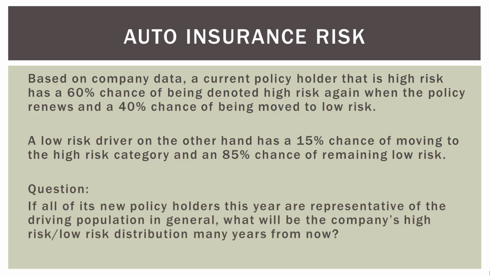So for this video, the question is, if all the new policyholders that walk in off the street to sign up for insurance are representative of our general driving population, that's the 10% and 90%, what will be the company's high risk, low risk distribution many years from now? So in the previous videos, we've done 1 year from now, we've done 2 years from now, and now we're going to talk about many years from now, 5, 10, 15, 20 years.